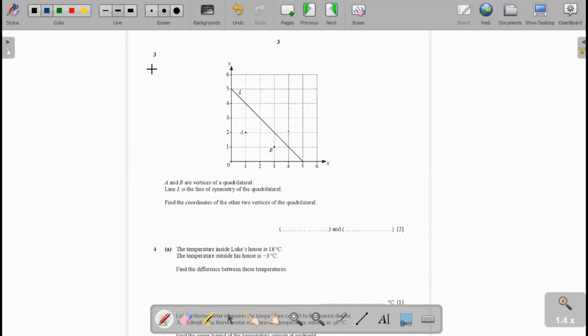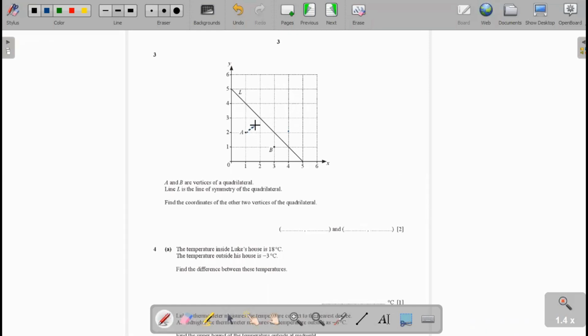Okay. Question 3. A and B are vertices of a quadrilateral. Line L is the line of symmetry of the quadrilateral. Find the coordinates of the other two vertices of the quadrilateral. This line is given as a line of symmetry. Now we have to draw two vertices of the quadrilateral. Two vertices are given. The next two vertices will be equidistant, same as A and B.